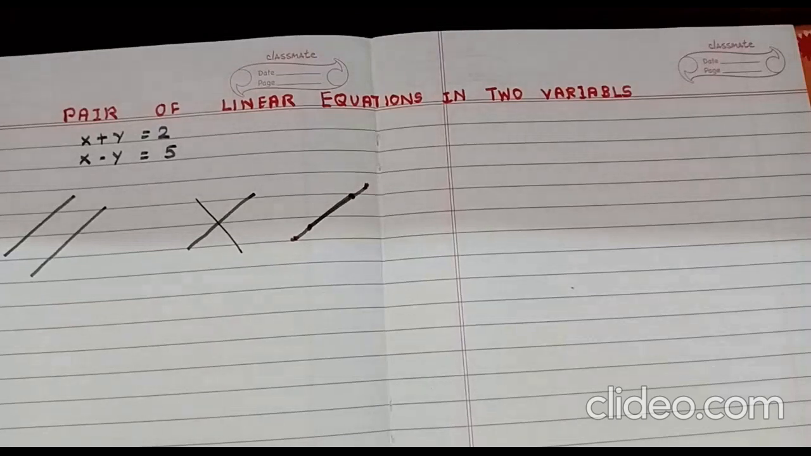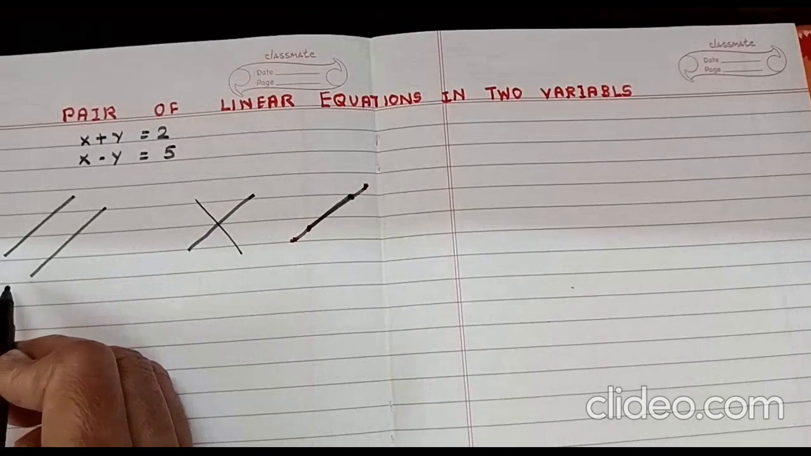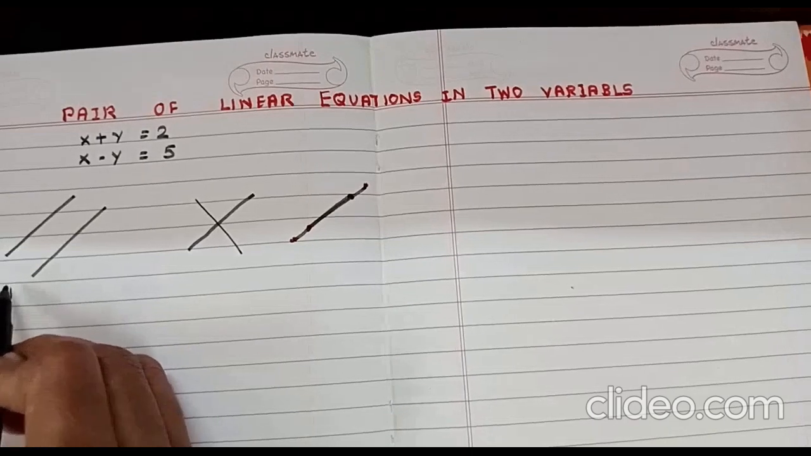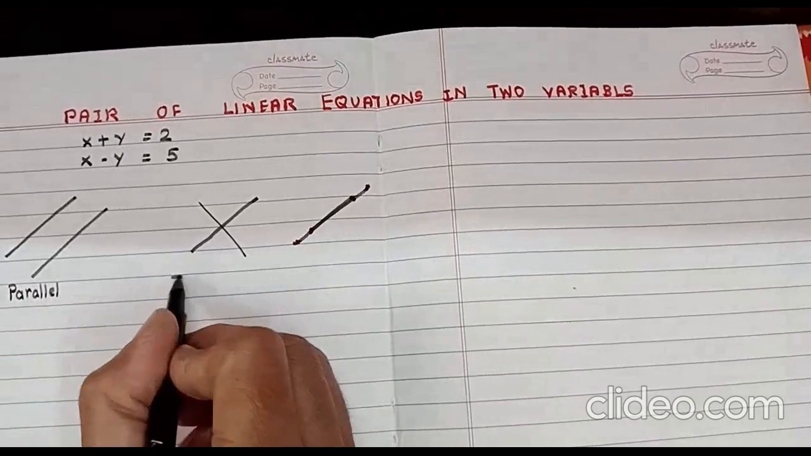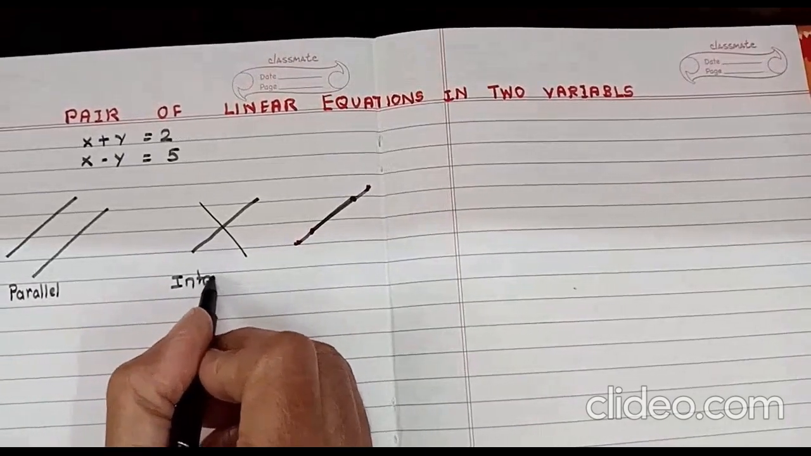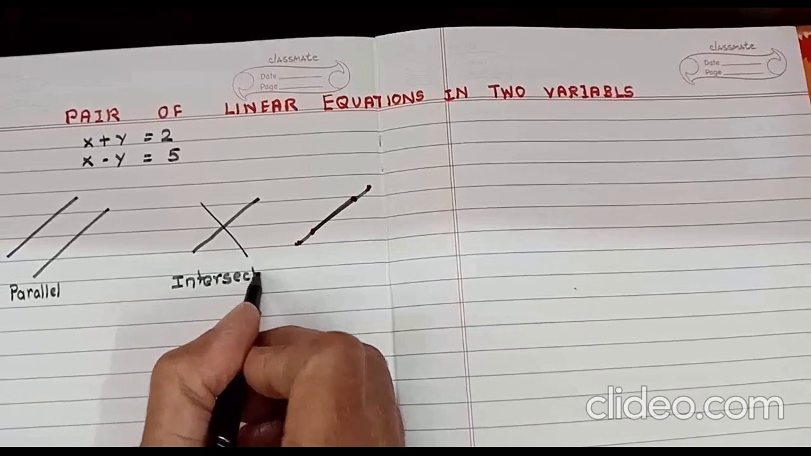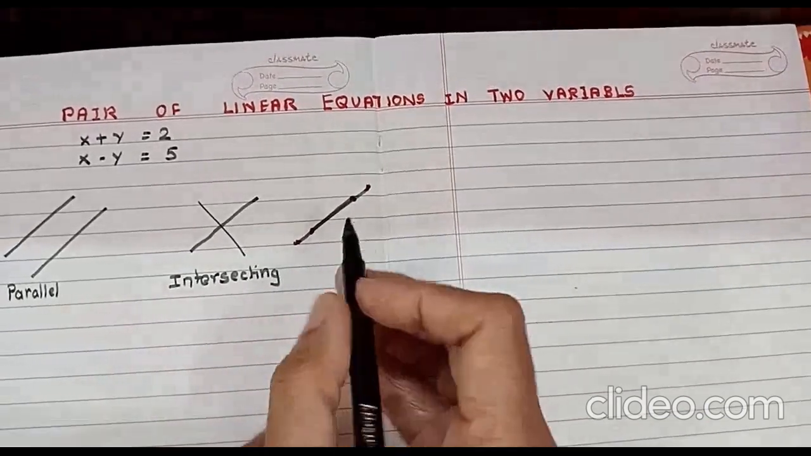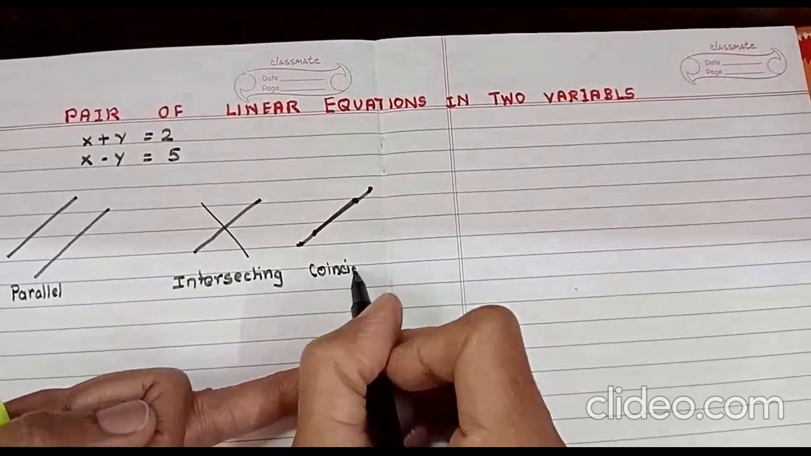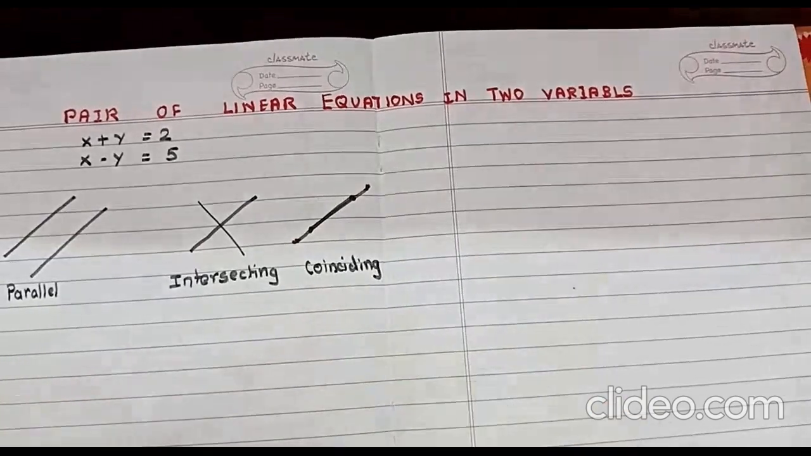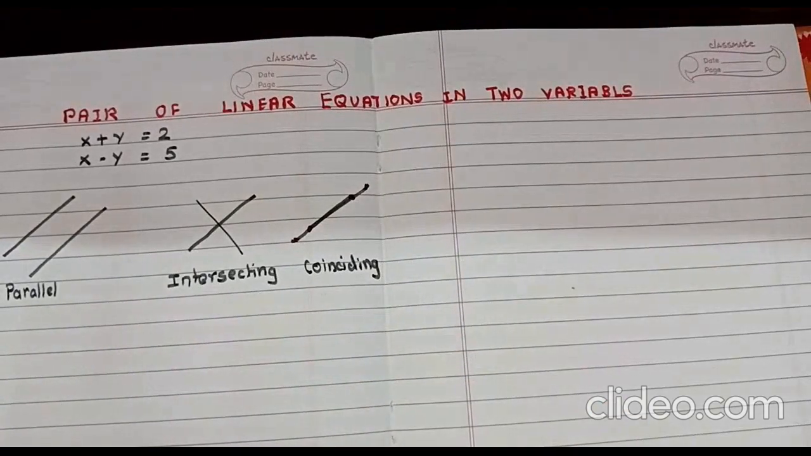So what is the first one denoting? As all of you know, by looking visually you can understand this is parallel lines. So these are parallel, these are intersecting, and these are coincident or coinciding. So depending on these three situations, you have different solutions.